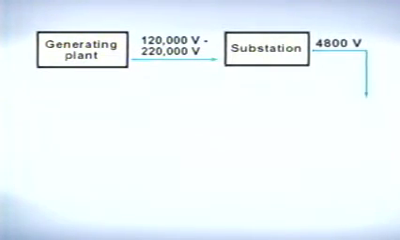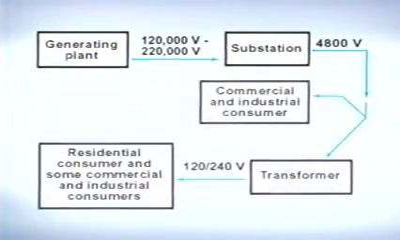With the aid of step-down transformers, the voltage is reduced to about 4,800 volts at strategically located substations. This voltage is then supplied to the end users, where it's further reduced to the desired voltage, which is often 120 or 240 volts. Larger industrial and commercial applications require higher voltages.